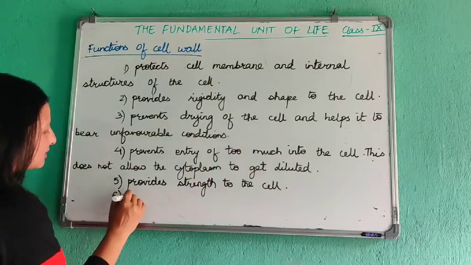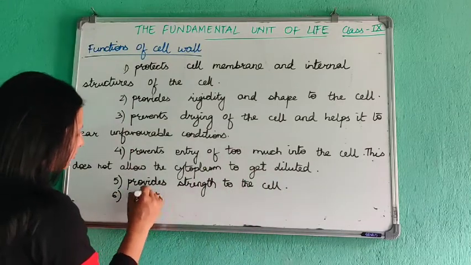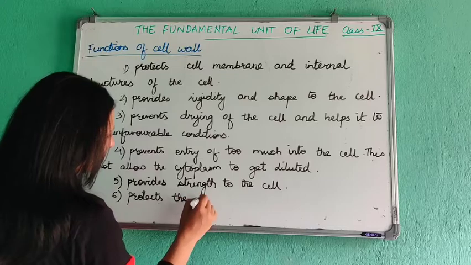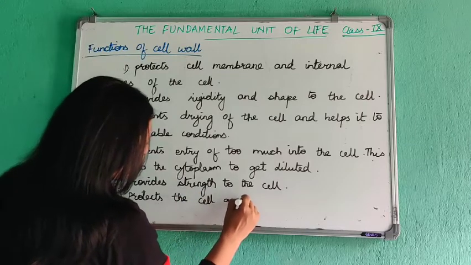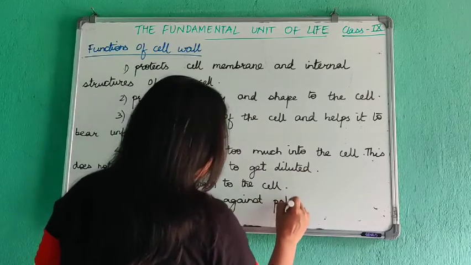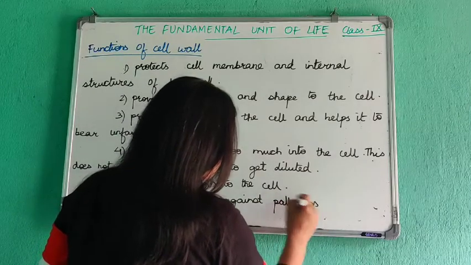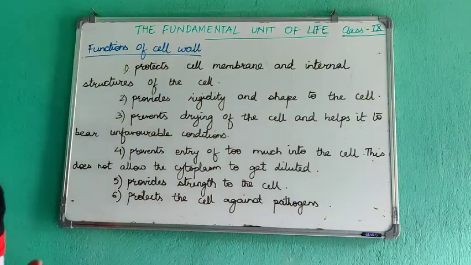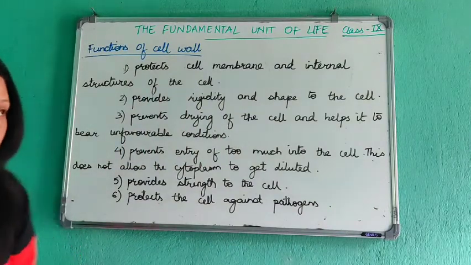Sixth मा it protects against the pathogens. Protects the cell against the pathogens. Pathogens भनेको माइक्रोअर्गानिजम्स, ब्याक्टेरियाहरु जसले डिजीज कज गर्न सक्छ, प्लान्टलाई पनि डिजीजहरु लाग्छ, so त्यसबाट cell wall ले protect गर्छ.